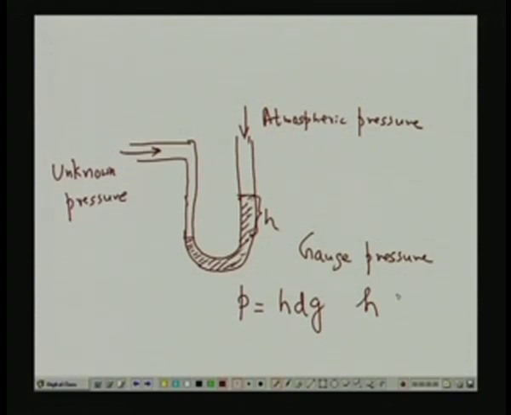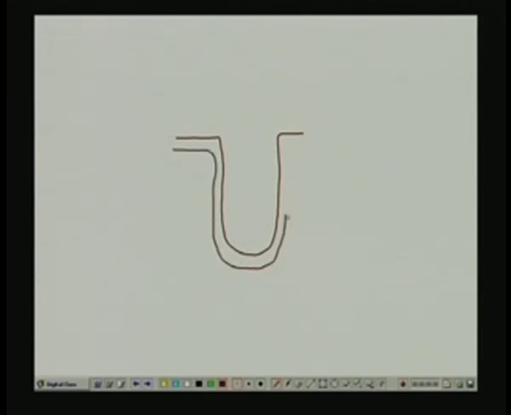At the same time, we can measure the differential pressure also with this manometer. If I measure the differential pressure, it will look like this. See what will happen: we have a U-tube as before. So, this is the unknown pressure.